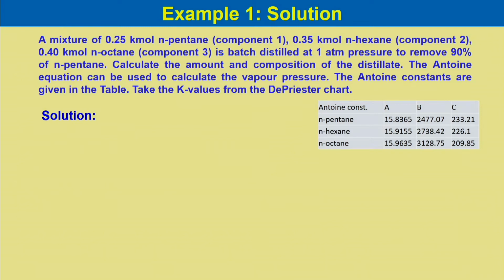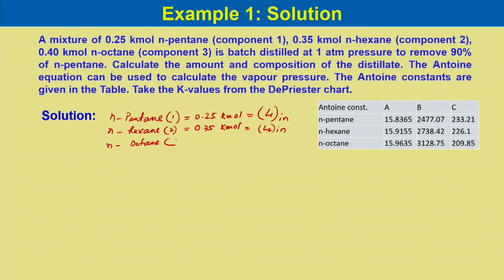So, let us write down the components and their compositions given. n-pentane, component 1, which is 0.25 kmole and called L1 initial. n-hexane, component 2, as 0.35 kilomole and called L2 initial, and n-octane, which is component 3, having 0.40 kilomole, which is L3 initial.